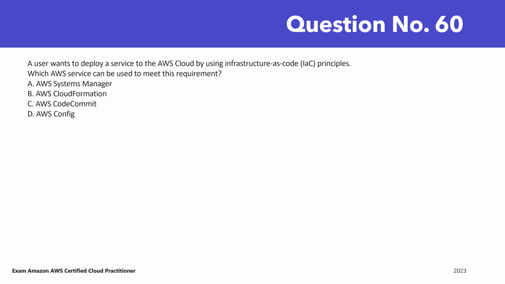A user wants to deploy a service to the AWS Cloud by using infrastructure as code, IaC, principles. Which AWS service can be used to meet this requirement? A. AWS Systems Manager. B. AWS CloudFormation. C. AWS CodeCommit. D. AWS Config. Correct answer, B.